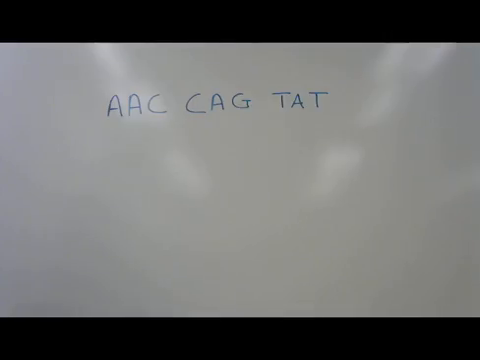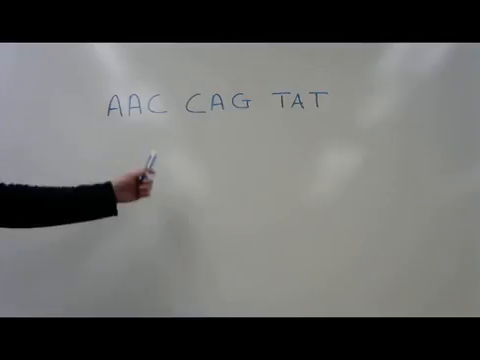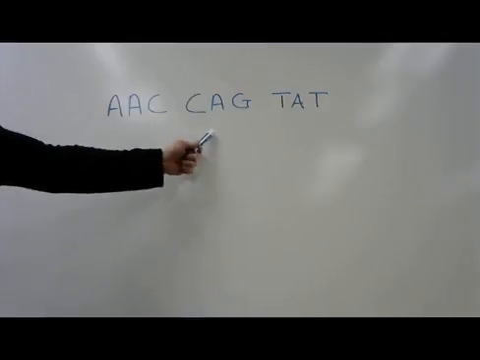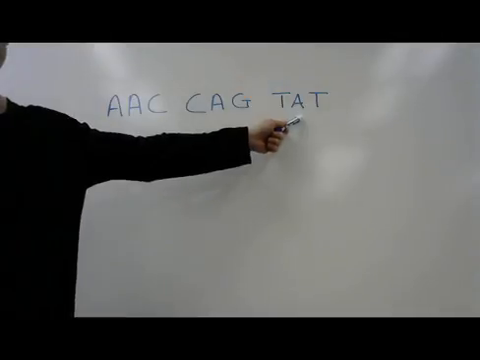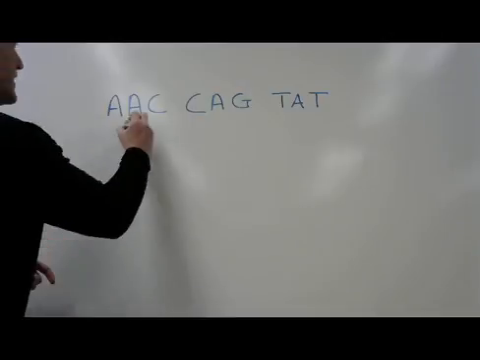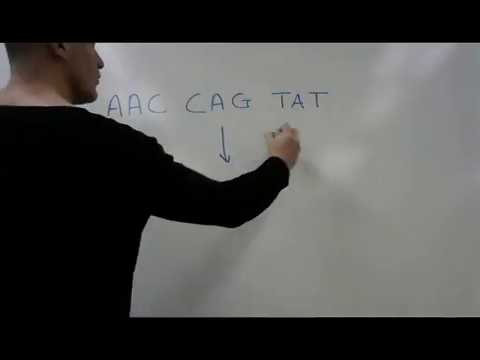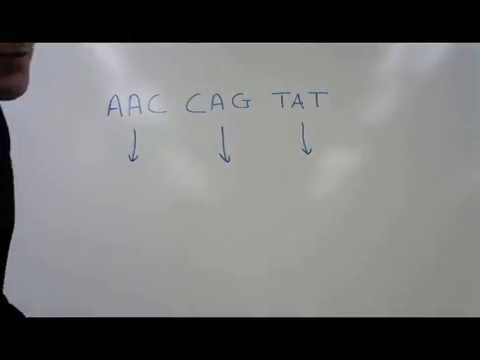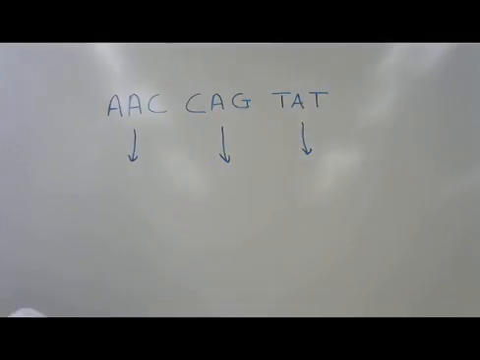Now this bit of DNA on the board here might represent a section of our DNA. So we've got AAC, CAG, TAT. Now there are different types of mutations that can happen. We can get a point mutation, or we can get what's called a frame shift mutation. Now a point mutation would be something like this. If we were to look at each one of these codes, each one of these codes has a specific amino acid name that goes along with it.